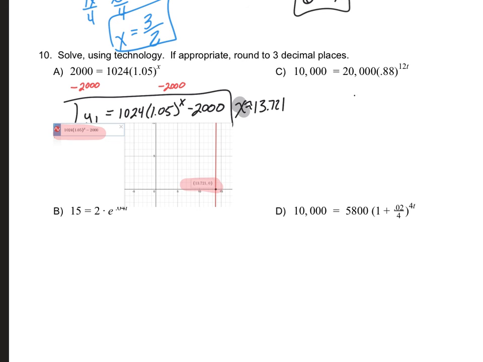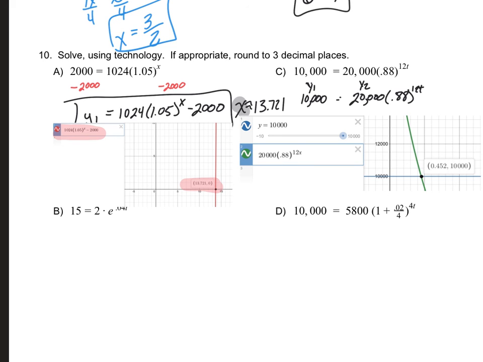Now, the next way we can do this is to graph them both and see where they cross each other. So there's the 20,000 times 0.88 to the 12t power. And then there's 10,000. So what I can do is I can graph each of these independently and then see where they cross one another. This one's going to be my y1, the 20,000 will be my y2. When I graph these things, I'm just going to look for an intersection of the 2 lines.